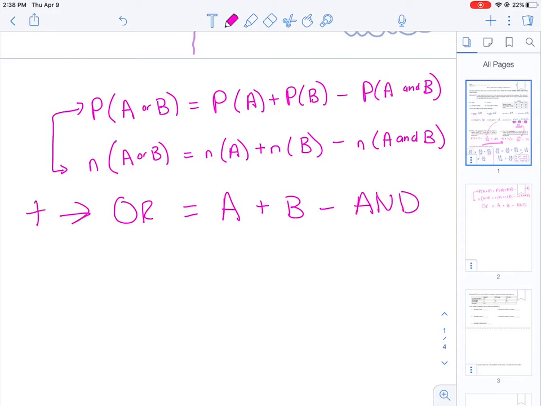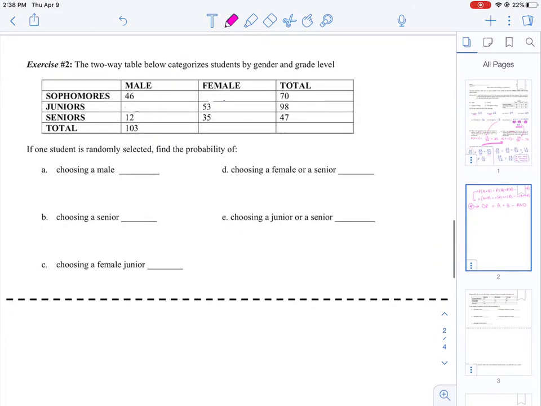So this is our big formula. We're going to continue to use it today. We're going to look at one more question, and then there are some practice questions for you guys to do. So let's take a look at exercise 2.